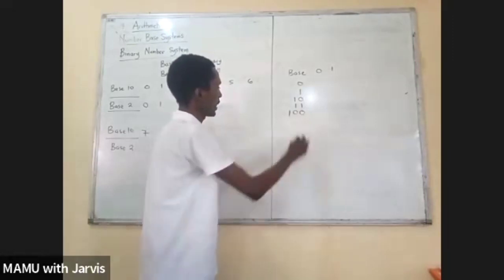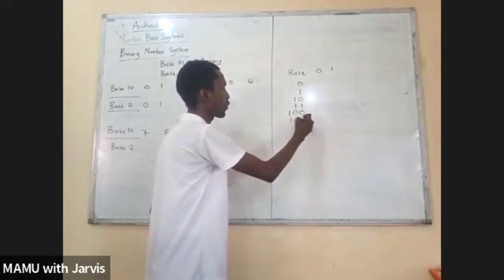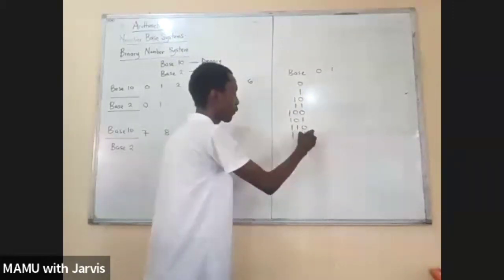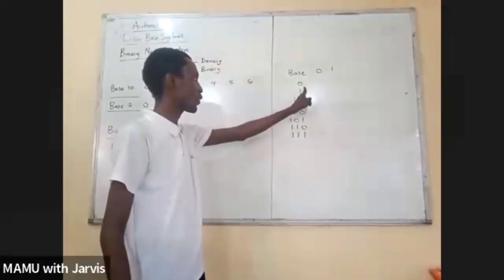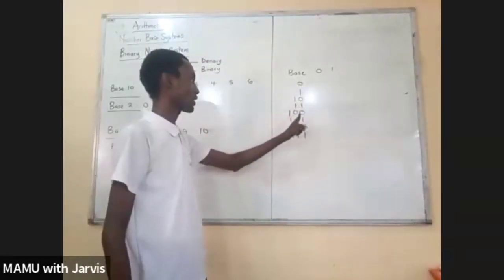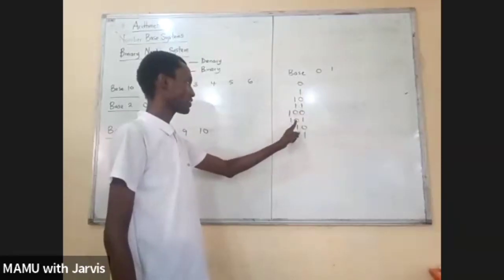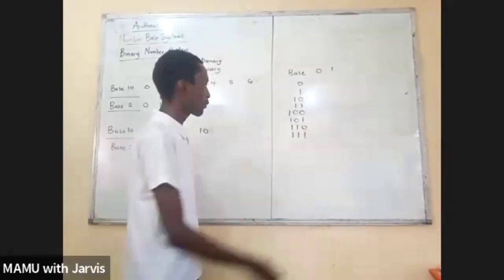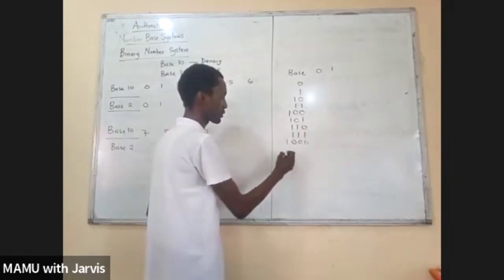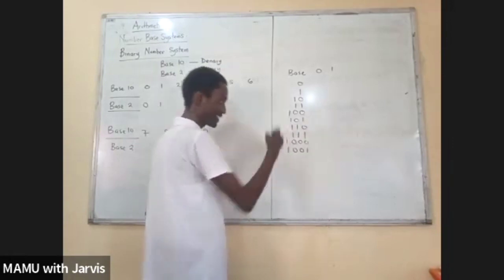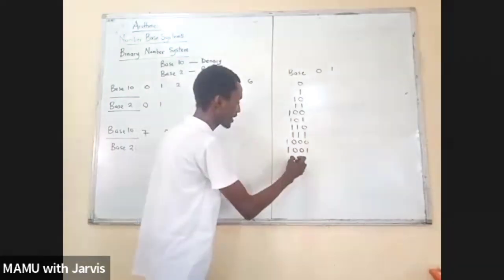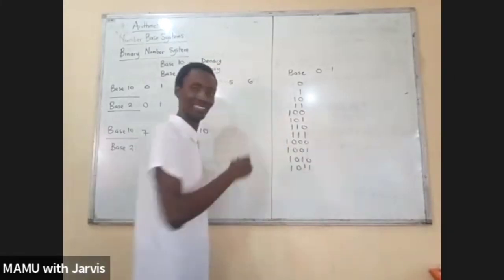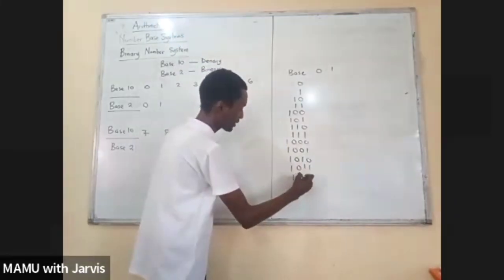Now, what am I going to have? I'm going to have 1, 0, 1. I'm going to have 1, 1, 0. I'm going to have 1, 1, 1. After that, I'm going to have 1, 0, 0, 0. I have 1, 0, 0, 1. Then 1, 0, 1, 0. Then 1, 0, 1, 1. Then 1, 1, 0, 0.